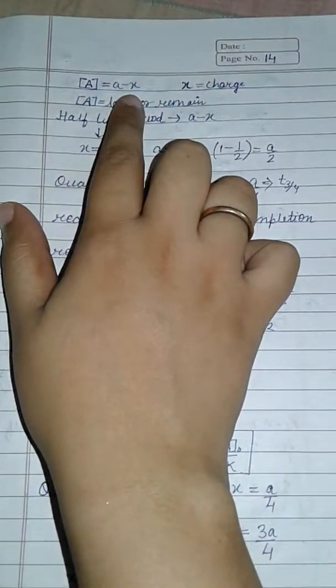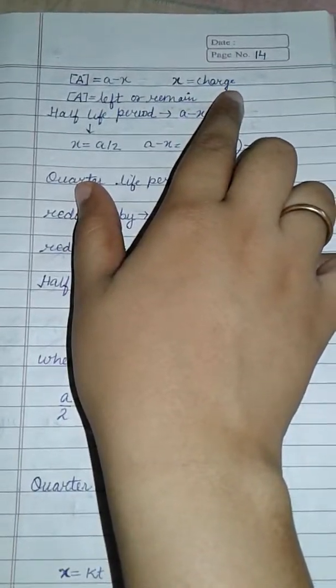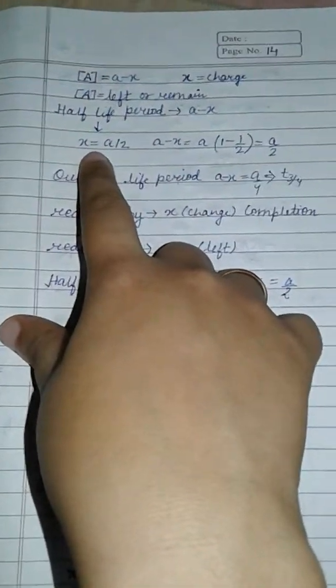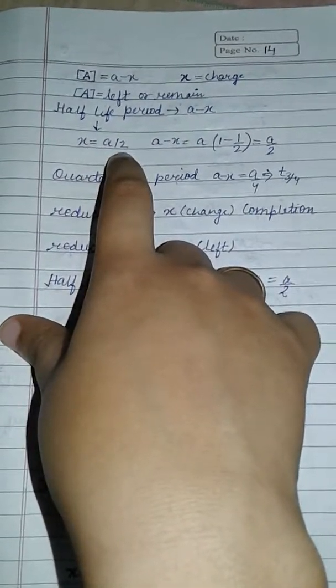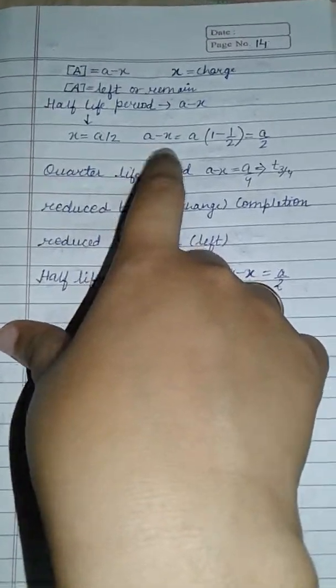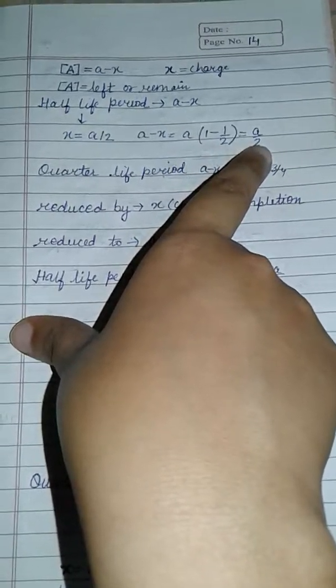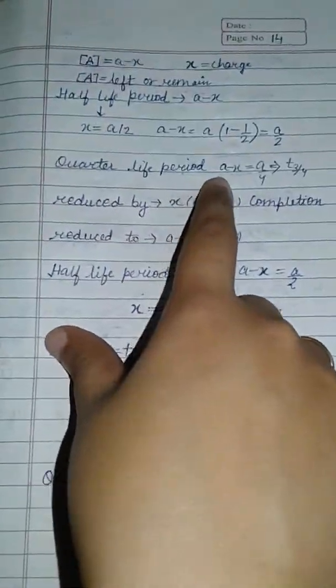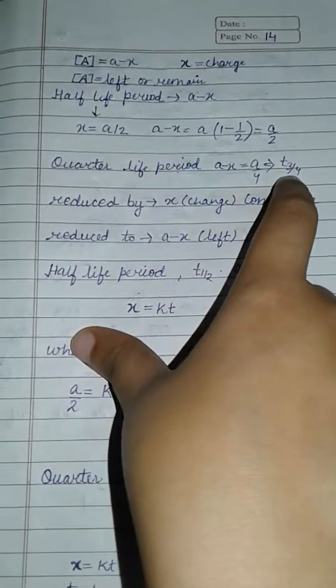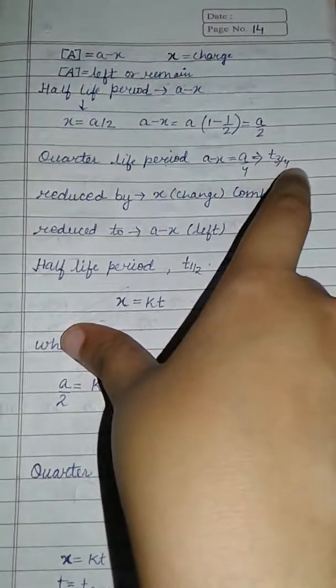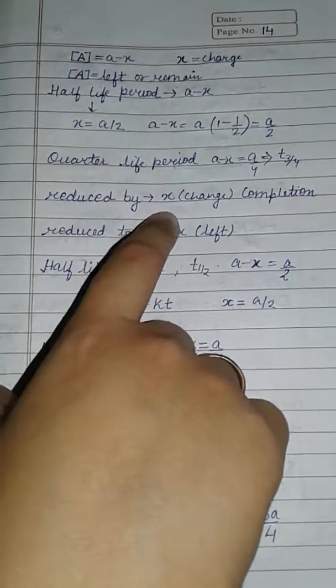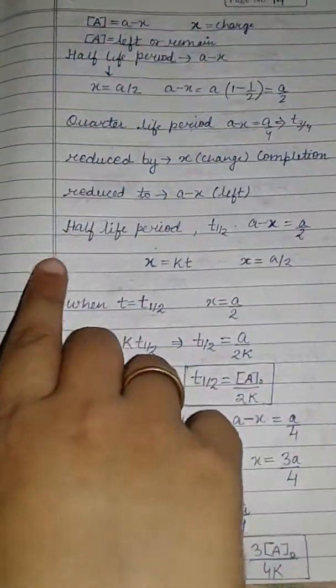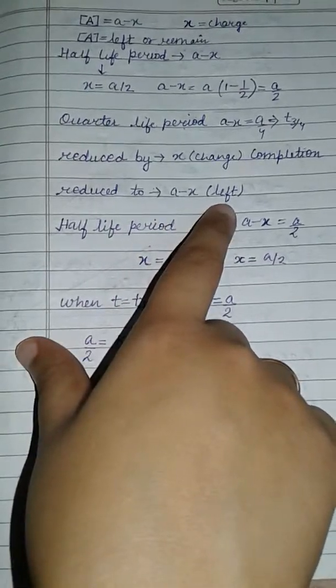Now the concentration of A is a minus x. X is the change. Now a minus x is what remains. For the half-life period, a minus x, and x is equal to a by 2. A minus x is equal to a common, then 1 minus 1 by 2, that is a upon 2. For the quarter life period, a minus x will be a by 4, that is the reactant is reduced by 3 by 4, with x changed at completion, reduced to a minus x left.